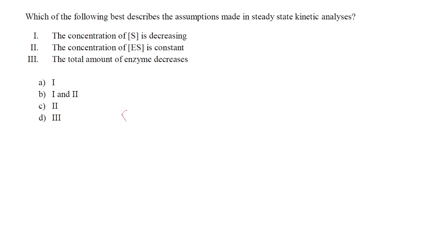So steady state approximation is E plus S gives formation of ES that leads to the formation of product plus free enzyme. So concentration of S decreases. Concentration of ES is constant. So here the assumption made is that the concentration of ES is constant in the steady state approximation. Okay, so option C is correct.